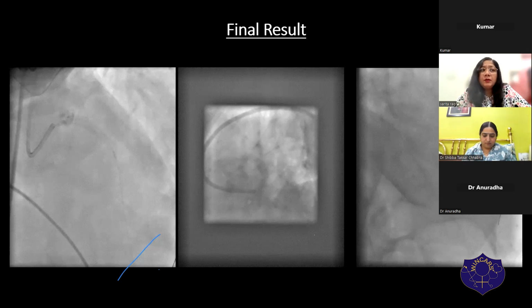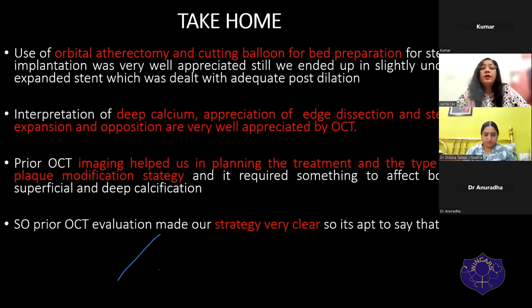Then you followed it up with a balloon dilatation. You've looked into orthogonal views. You know that the lesion is opening up. You just need to give the pressure and make the metal accommodate into that. So, use of orbital atherectomy and cutting balloon for bed preparation for stent implantation, in this case, was well appreciated.